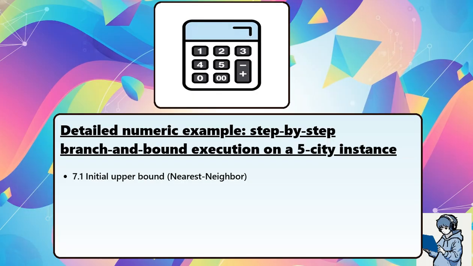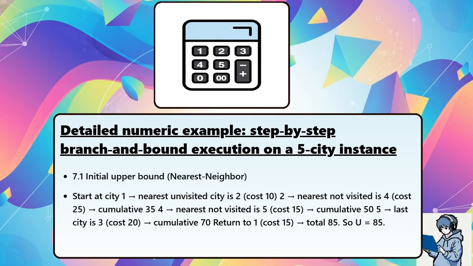7.1 Initial upper bound, nearest neighbor. Start at city 1. The nearest unvisited city is 2 with cost 10. From 2 go to the nearest not visited city 4 with cost 25, cumulative 35. From 4 go to the nearest not visited city 5 with cost 15, cumulative 50. From 5 the last city is 3 with cost 20, cumulative 70. Return to 1 with cost 15, total 85. So upper bound U equals 85.